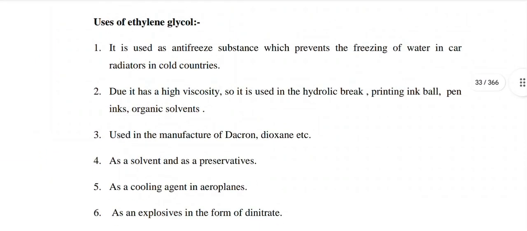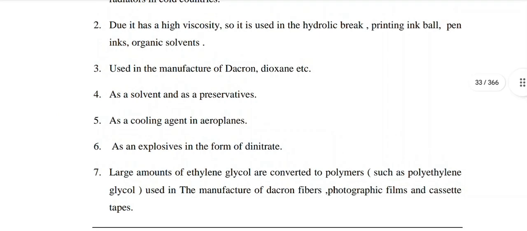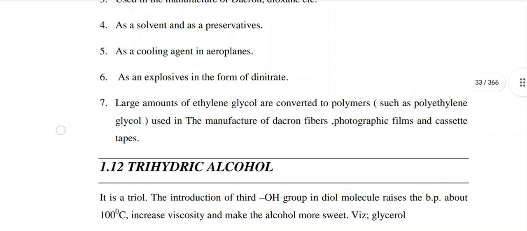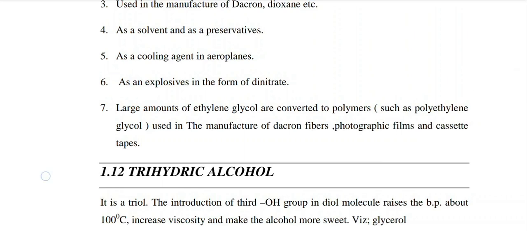Uses of ethylene glycol. It is used as an antifreeze substance which prevents the freezing of water in car radiators in cold countries. Due to its high viscosity, it is used in hydraulic brakes, printing ink, ballpoint pen ink, and organic solvents. It is used in the manufacture of Dacron and dioxane as a solvent, as a preservative, as a cooling agent in airplanes, and as an explosive in the form of dinitrate. A large amount of ethylene glycol can be converted to polymers.